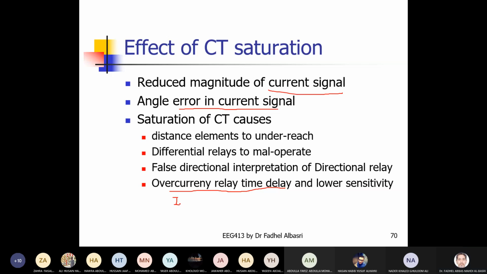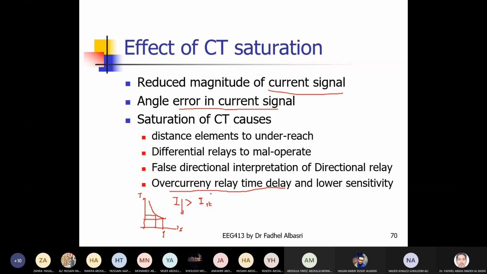If the fault current is higher than the setting, the relay operates. Now, this current, because of the saturation, has dropped below the settings, so the relay will not operate. Or even if it is higher than the setting, the overcurrent relay operates based on the principle of time versus current, which is inversely proportional. So if the current has dropped from this value to this value because of CT saturation, it will take longer to operate.